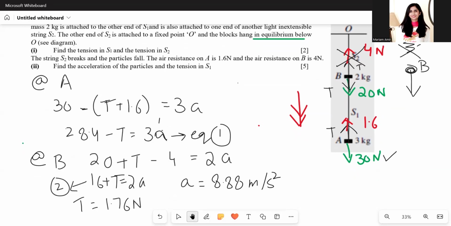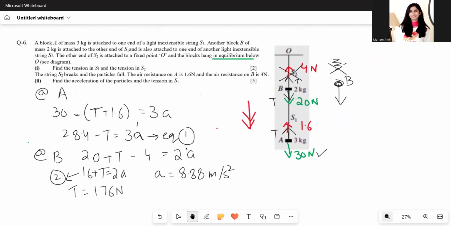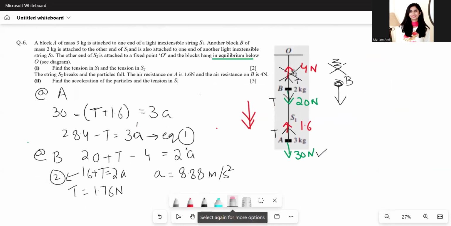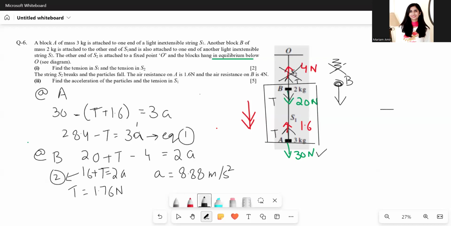There's also another way of doing this. Since there is no string S2, what we can do is consider this to be a single system. So let's say this is a single block and the combined mass of this block is going to be 5 kg. So that means there's going to be a 50 Newton force downwards and there's going to be an upward force combined 4 Newton and 1.6 Newton force. That's going to be 5.6 Newton force. There's no tension in this system because we've combined this. So there's no string now.